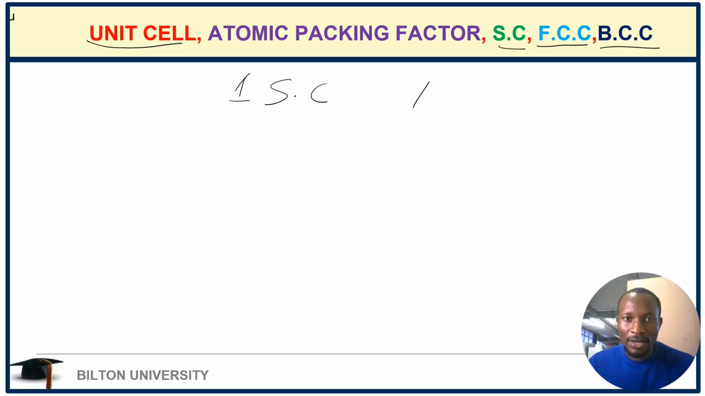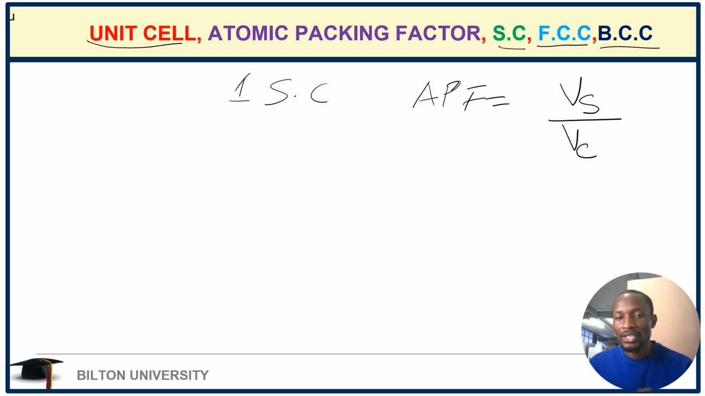Now let's start by looking at what we call atomic packing factor. What is atomic packing factor? Atomic packing factor is the ratio of the volume of the atoms in a unit cell divided by the entire volume of the unit cell. Now we can say that atomic packing factor is the volume of the atoms in the unit cell divided by the volume of the entire unit cell.